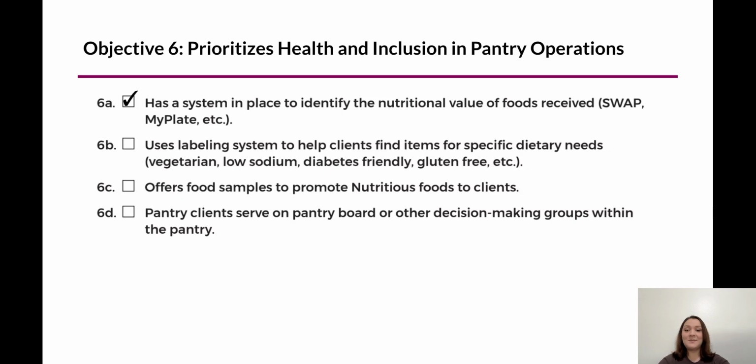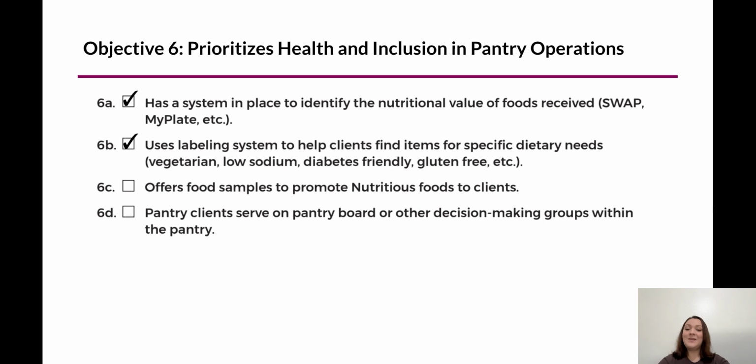If the pantry uses the methods listed or their own methods to grade food, please check off the box for Section 6A. Remember that the goal here is that the pantry prioritizes the nutritional quality of the food it receives to distribute, so this may look different for each pantry.